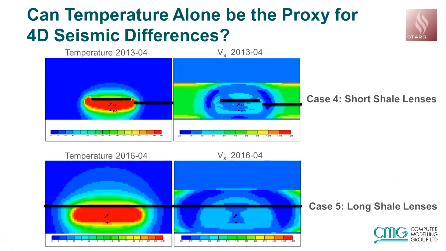Here is another example where the shale lenses and the continuous shale are right on top of the injector well. So here also you see that the temperature is extending far beyond the shale lens and going a lot more vertically, whereas you see more features on the shear wave velocity picture considering geomechanics, and you see a lot more extent in the lateral direction in both these examples from top and bottom.